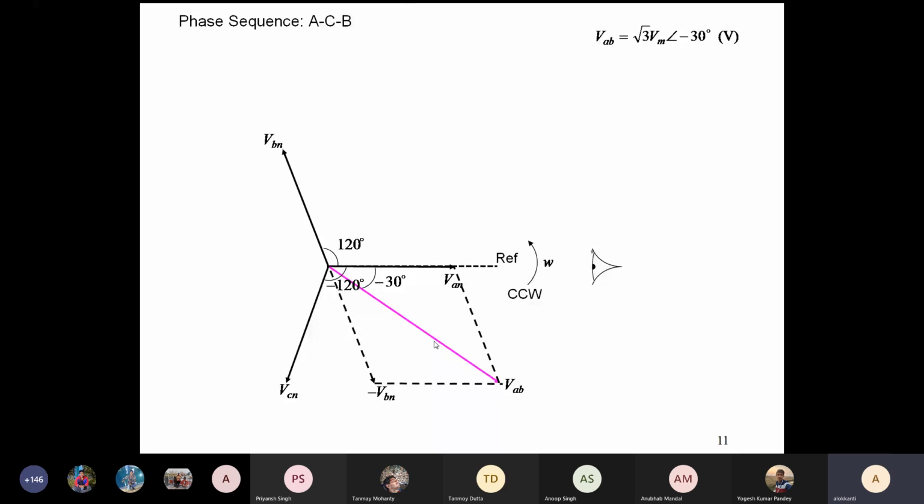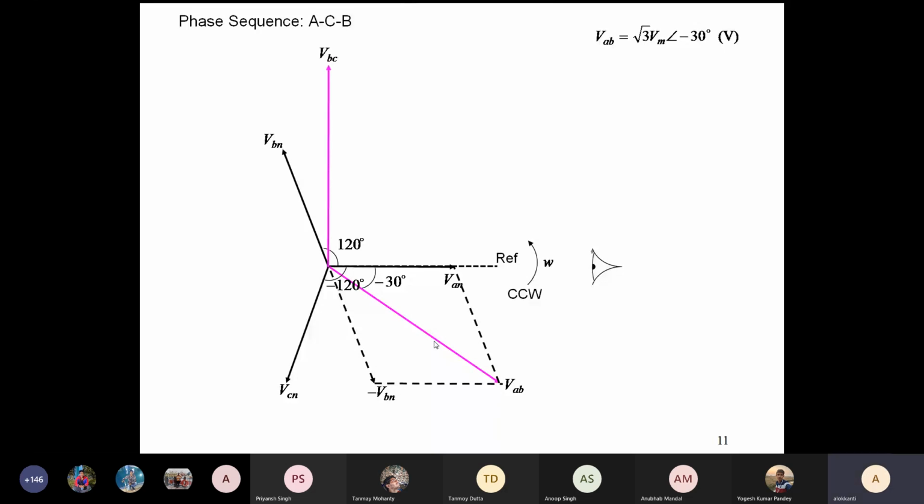So you see the VAB has changed because I have changed the phase sequence. The earlier VAB is different from this VAB because here the phase sequence is different. So VAB is root 3 times VM in magnitude, but it is at an angle of minus 30 degrees.